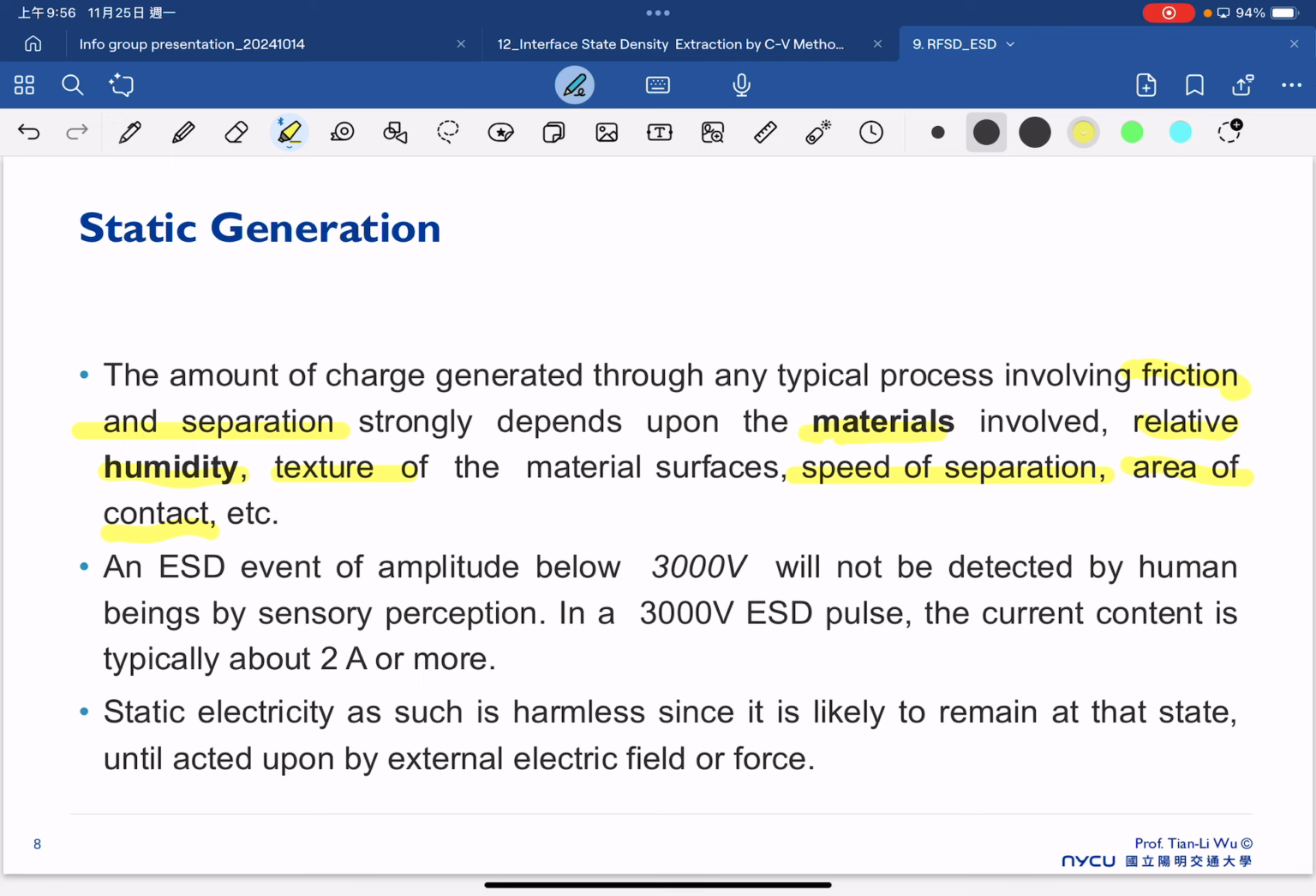And an ESD event, usually below 3000 volt, will not be detected by human beings. And therefore, in a 3000 volt ESD pulse, the current is typically about 2 amp or more. And static electricity is harmless, since it is likely to remain in a state until acted upon by an external electric field or force.